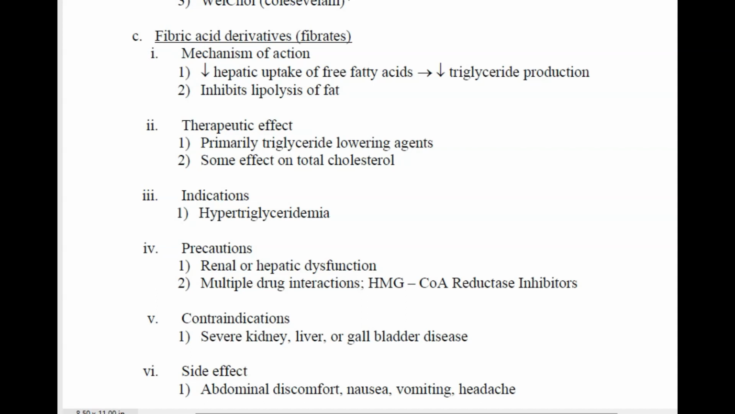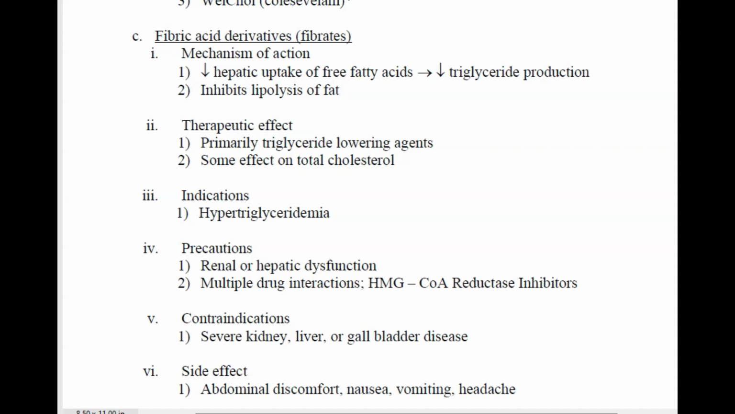Part of its mechanism of action is also that it inhibits lipolysis of fat. So basically, it suppresses the release of fatty acids from the adipose tissue, or the stored fat in our bodies. The therapeutic effect of fibrates is basically to lower triglycerides in our bloodstream, and it does have some effect on the total cholesterol, but it's primarily for triglyceride lowering.